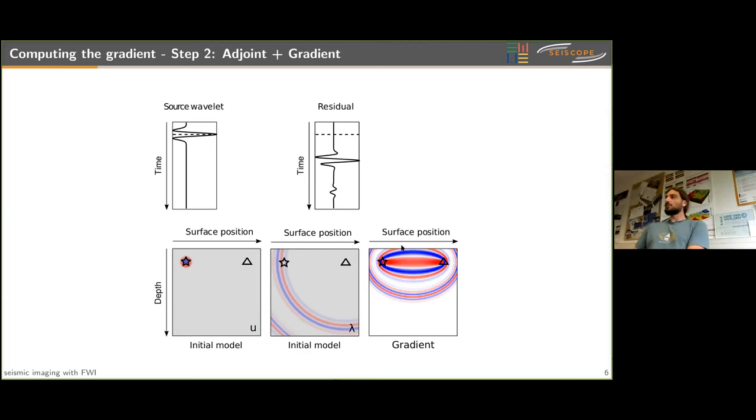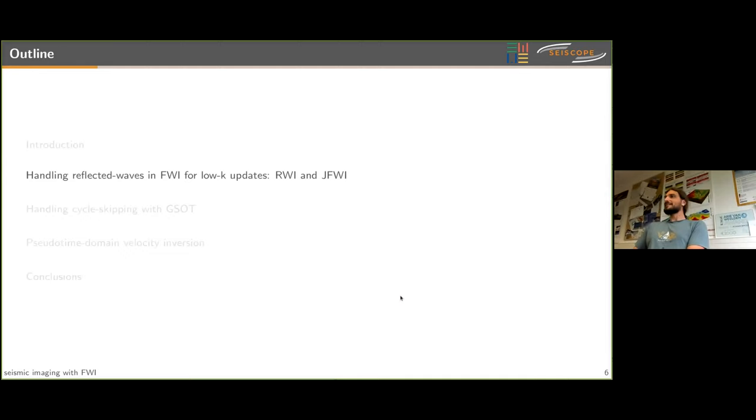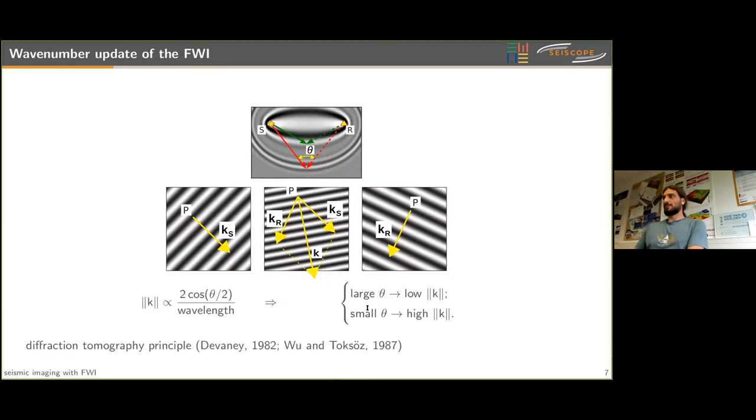The transmitted wave will play mostly on the smooth component, while reflection and diffraction will play more on the high wave number component, so details. So what does that mean in a realistic scenario of crustal exploration? We have these two components from the source and the receiver wave field.